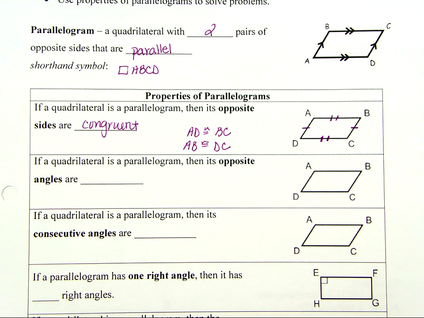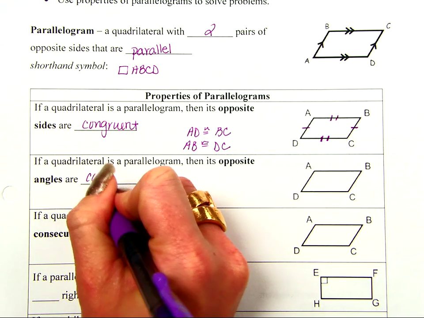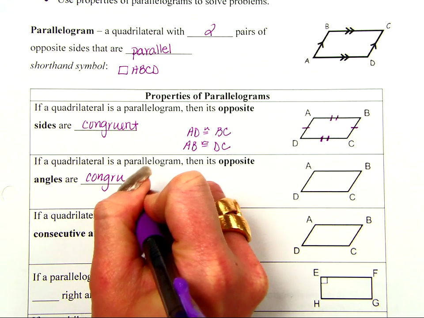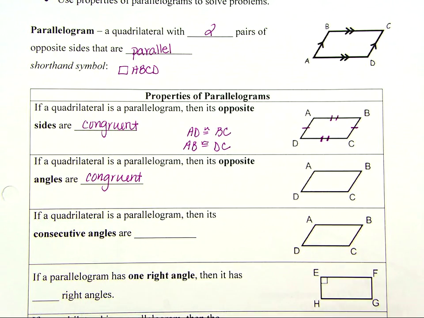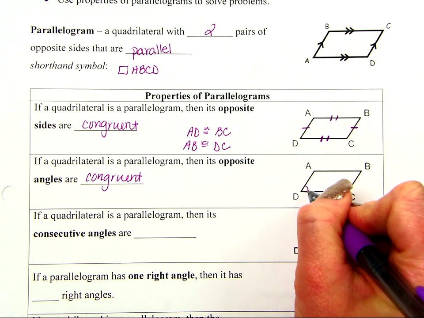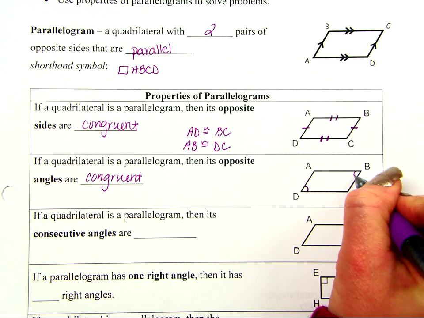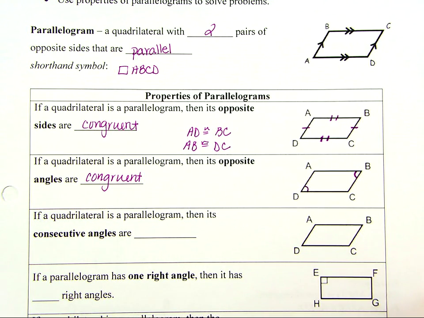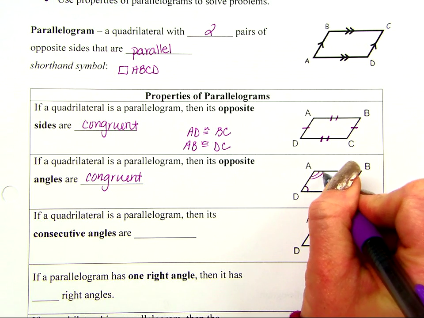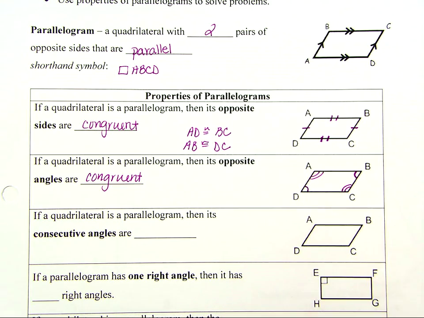If a quadrilateral is a parallelogram, then the opposite angles are also congruent. Opposite angles are going to be the angles that are across from each other. So angle B and angle D are opposite. Angle A and angle C are opposite.